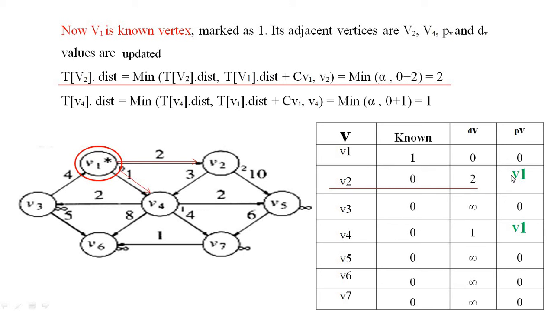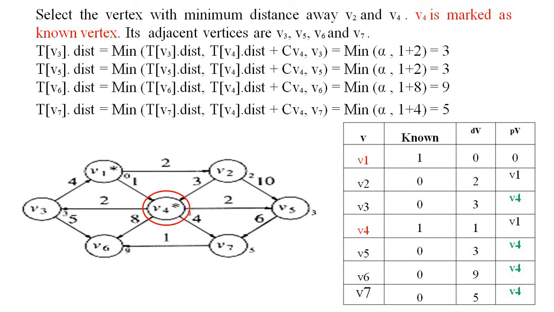And next you have to write v4. How can v4 be marked as 1? The minimum distance of v4 was previously infinity, and currently the distance is 0 plus 1. So this way we write v4's distance vector as 1 through the path v1. Next, the known vertex is v4 because v4 is the next smallest vertex.